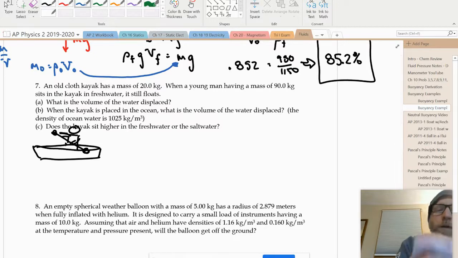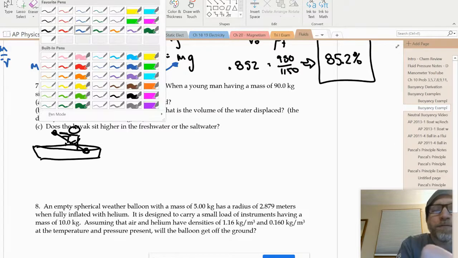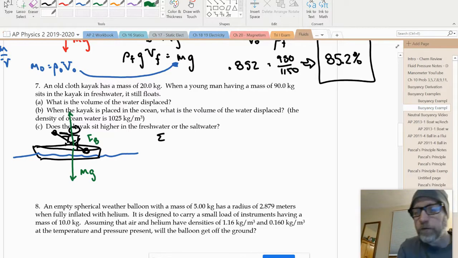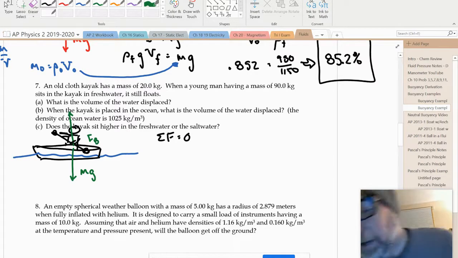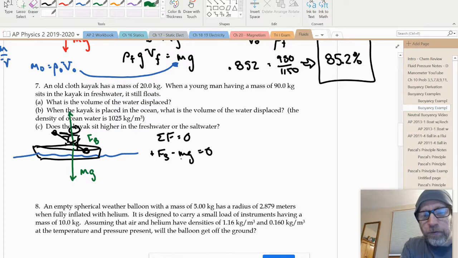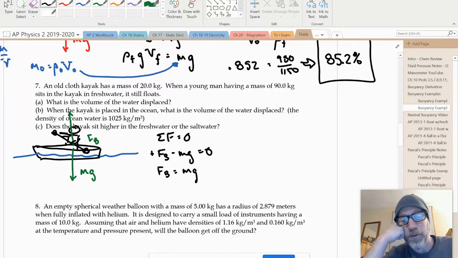Cool. If I draw my forces, oh, it's floating. I love floating problems. They're so much easier. If it's floating, then the two forces acting on it, mg down and the buoyant force up, have got to be equal and opposite. So the sum of the forces equals 0. The sum of the forces is equal to 0, so we're going to have plus buoyant minus mg equals 0. Buoyant force equals mg. If your parents are watching this for the first time, they're like, why does he always do that? Habit.